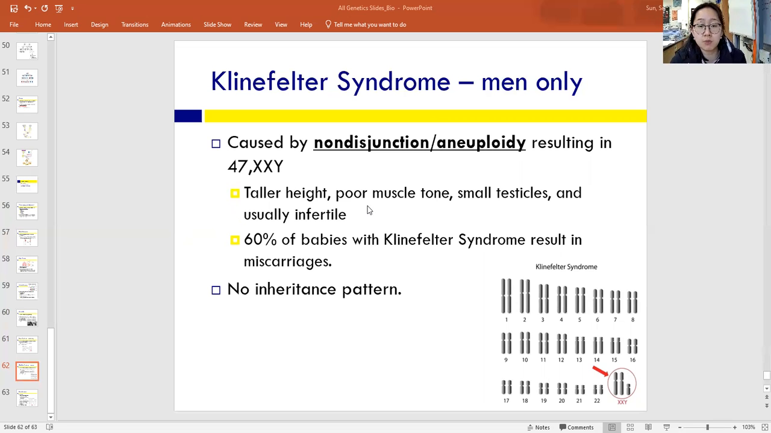Also, 60% of babies with Klinefelter syndrome that are found in the womb usually result in miscarriages to begin with. Again, like Turner syndrome, there's no inheritance pattern because a non-disjunction aneuploidy is usually caused by an issue that happens during cell division and not from recessive or dominant alleles.